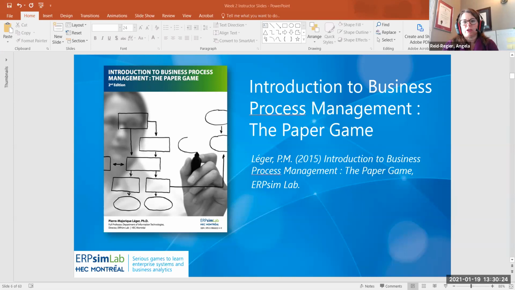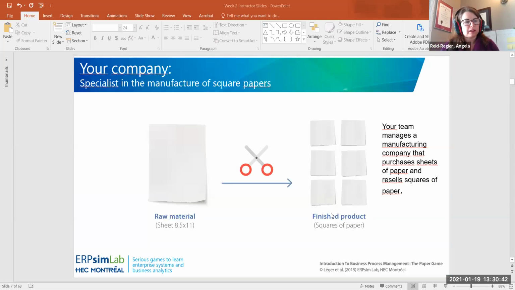So I'll introduce to you what the paper game is. This is a game that was developed by a professor that uses SAP in the classroom, and he thought this was a good introductory activity to understand how important ERP systems are. The game involves your company, which buys raw material, which is our sheets of paper, and cuts them up into 6 smaller pieces. So we manage this manufacturing company that purchases the sheets and resells the squares of paper.